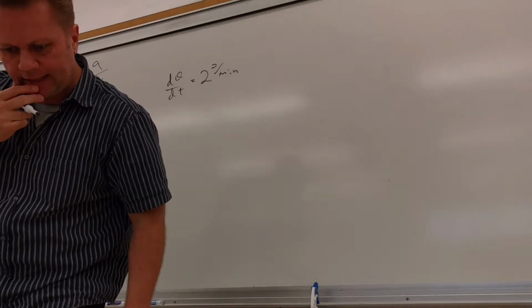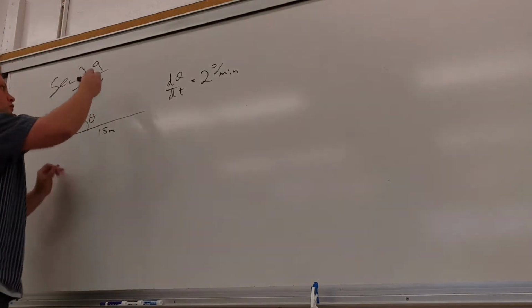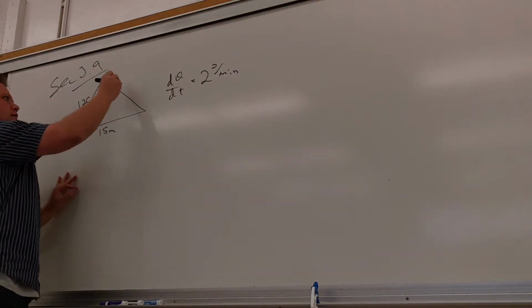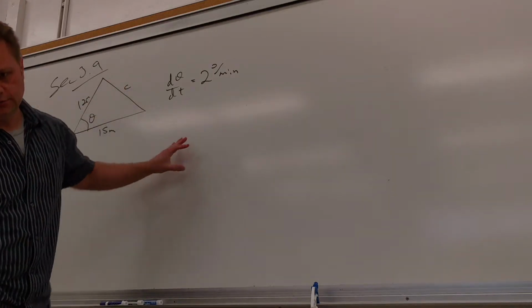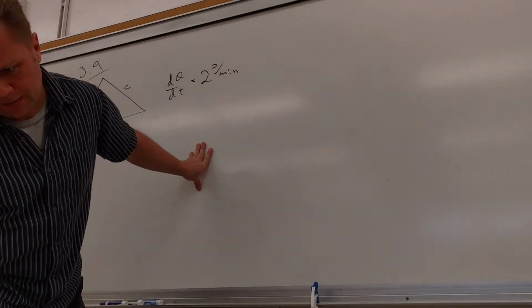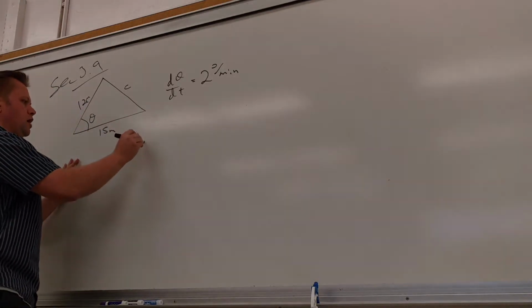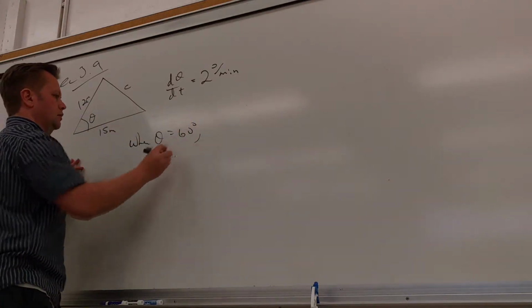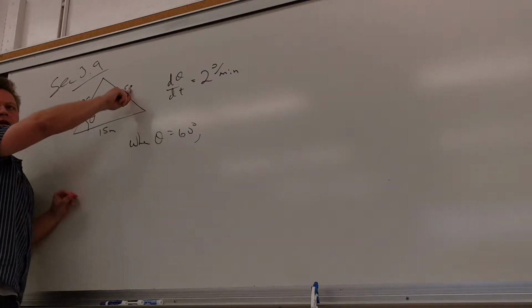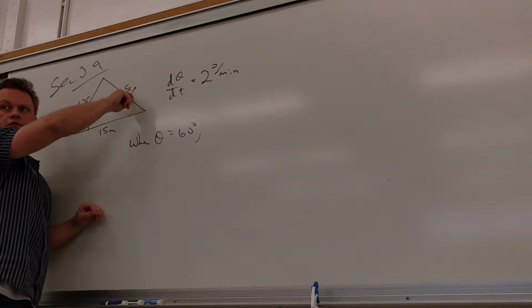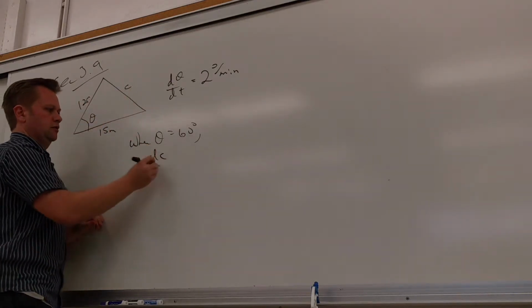How fast is the length of the third side, we'll call it C, increasing when the angle between the sides is 60 degrees? So when the angle is 60 degrees, how fast is this side changing? What would that be in symbols? dc over dt.